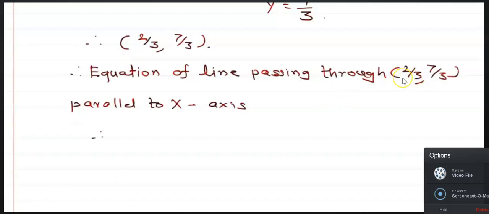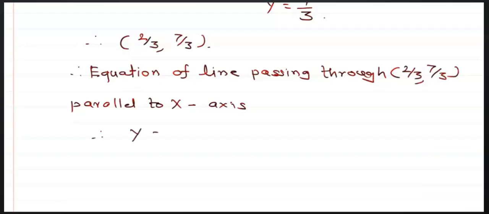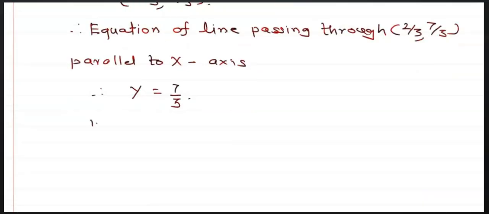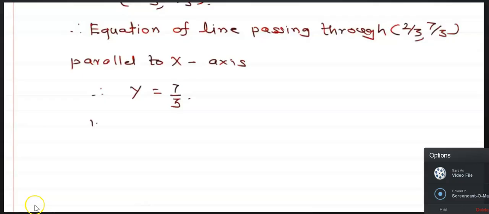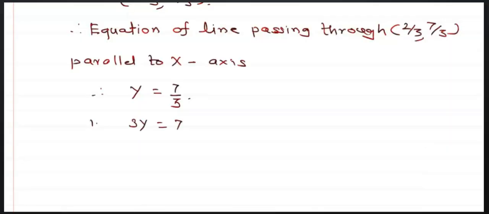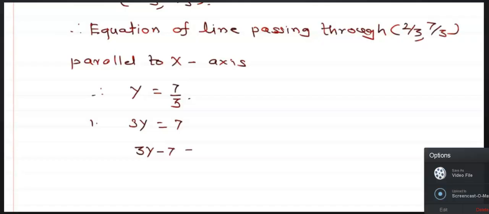The required line passes through the point (2 upon 3, 7 upon 3) and it is parallel to the x-axis. Therefore, its equation is y is equal to 7 upon 3. Therefore, 3y is equal to 7, so 3y minus 7 is equal to 0.